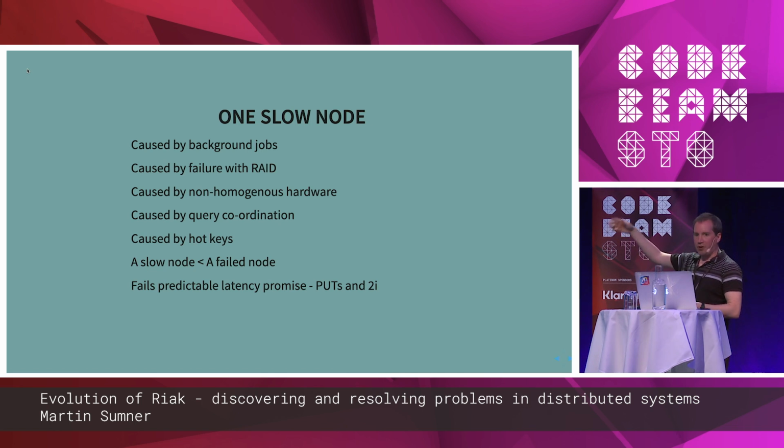One of the big things is background jobs. So anything that we're doing around anti-entropy or handoff, to try and maintain the durability guarantee within Riak, is potentially going to create some background work, and if that's focused on one node, that might cause that node to go slow. We can have hardware failures, so if just one disk fails in a RAID array, we can get hotkeys. These kinds of things can all cause slow nodes, and that's a much bigger problem for us than a failed node.